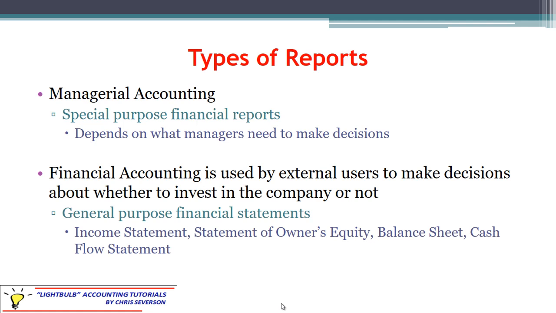The income statement, the statement of owner's equity, also referred to sometimes as the statement of retained earnings, the balance sheet, and then the cash flow statement. These are general purpose financial statements, so they're used by a variety of users. And the interesting thing, although there are a few options for how to present certain things, is that for the most part, if you go from one large company to another large company and compare their statements, the format will be very similar.